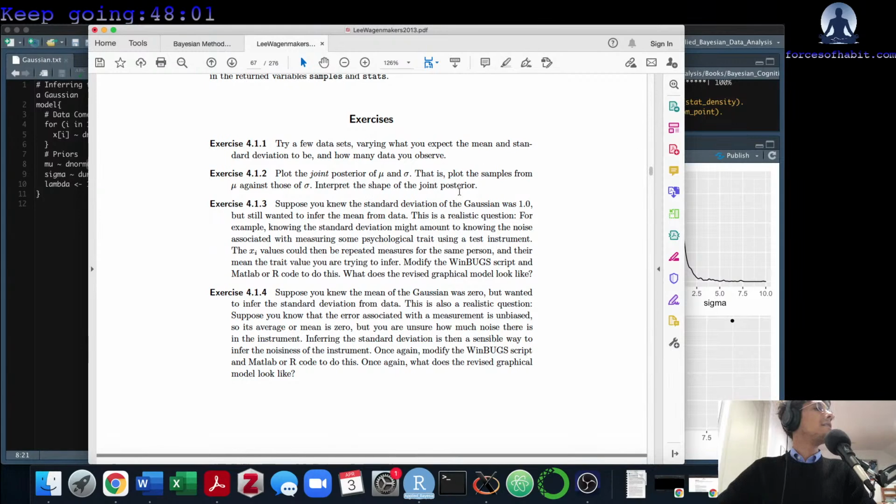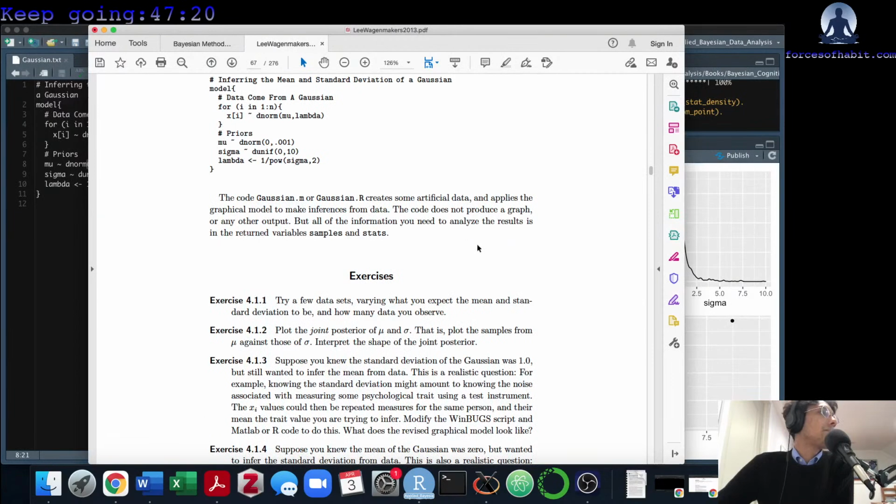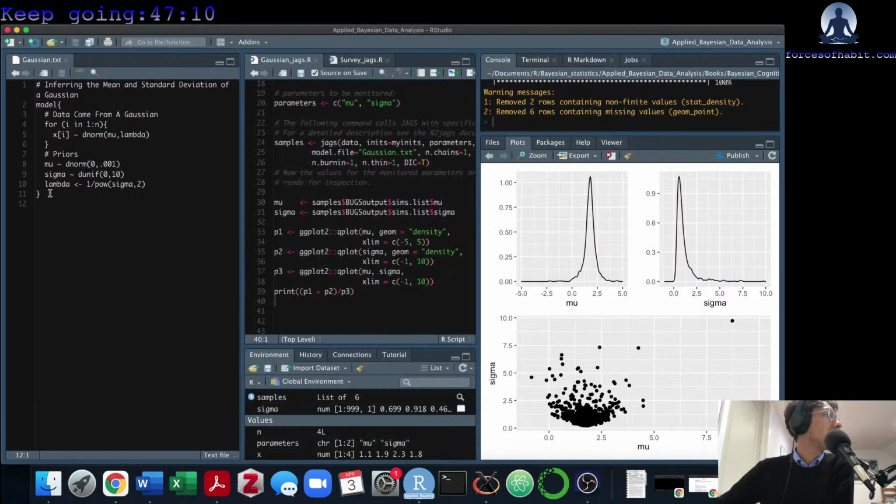Suppose you knew the standard deviation of the Gaussian was 0.1, but you still wanted to infer the mean. For example, knowing the standard deviation might amount to knowing the noise. The x values could then be repeated measures for the same person and their mean trait value. Modify the bug script. Okay, so it's saying that I don't actually have to estimate sigma anymore. I know what sigma is. I want to modify the bug script.